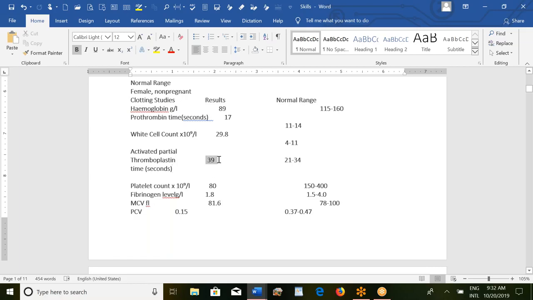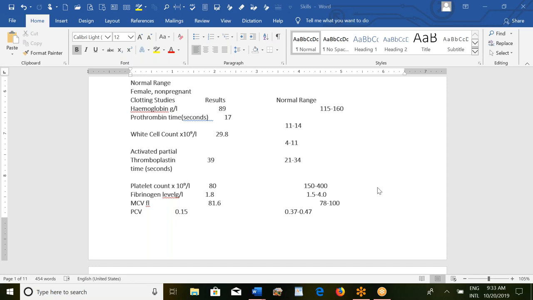Actually, if we look at this, APTT is 39, slightly elevated. It should be within 34, so it is going to the higher side. Platelets are within the normal range. Fibrinogen is slightly low, 1.8, but not less than 1.5, so that's fine. Platelets are not less than 50, so I don't think she requires a platelet transfusion. But PT and APTT are raised, so fresh frozen plasma? It is only slightly elevated, not more than 1.5 times raised. It is less than 1.5 times.